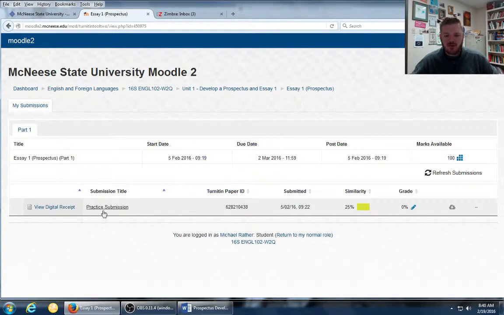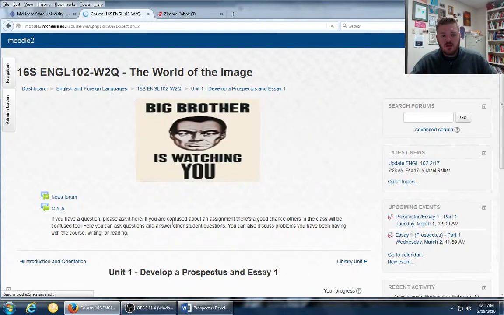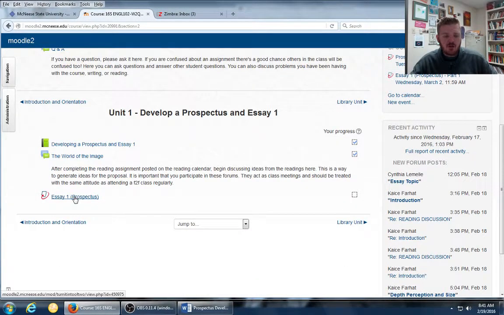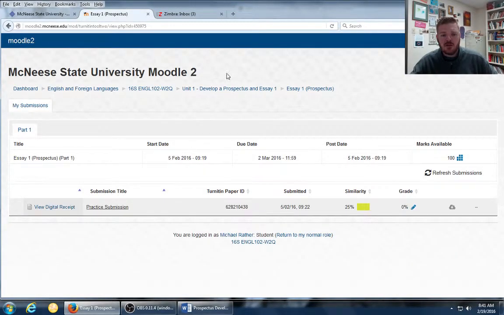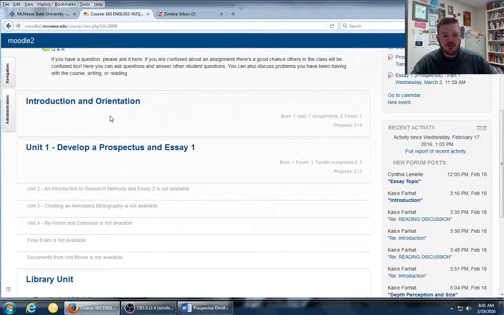And you see I have a practice submission already in there. You can see the similarity to other works already submitted. I can see the date submitted, and it gets a specific ID. I will go in and comment on your papers. Now, when I am done commenting on your paper, you'll get a grade. So when you look at this, that link will also take you there, but I prefer that you go the other way. Let's go to the Moodle book again.